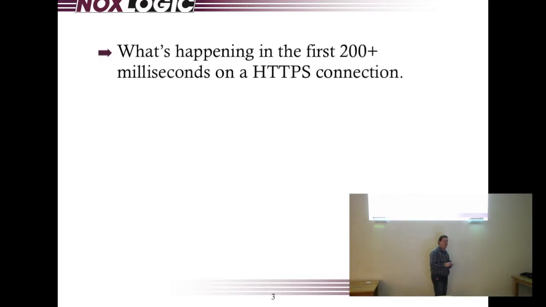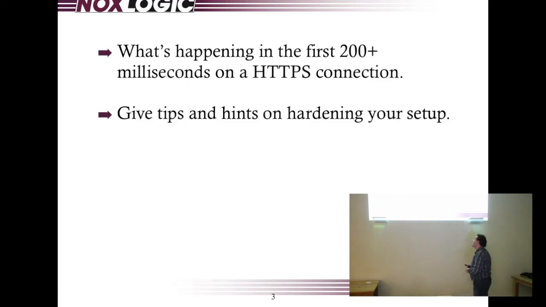So today I'm going to start with showing you what's happening in the first 200 milliseconds of an HTTP connection. That is the most important part during the whole connection. That's normally known as the TLS handshake. However, I will try to give you some tips and hints on hardening your setup. So if you have a website that actually uses HTTPS, hopefully you can use some of the tips I will show you to make it even more secure than it already is. Maybe it isn't, but we'll figure it out.